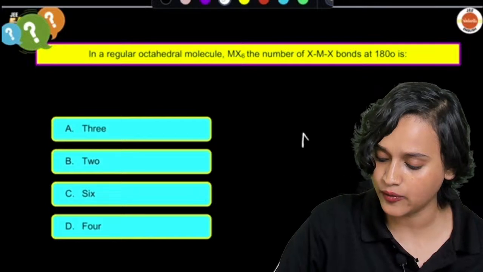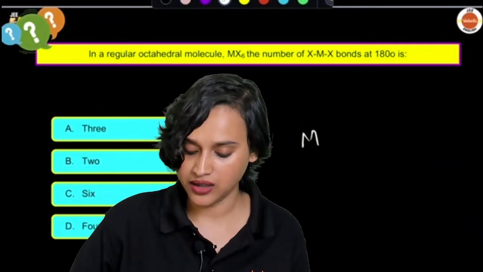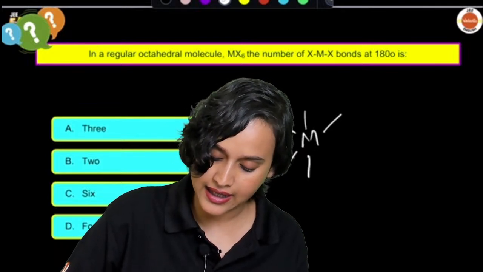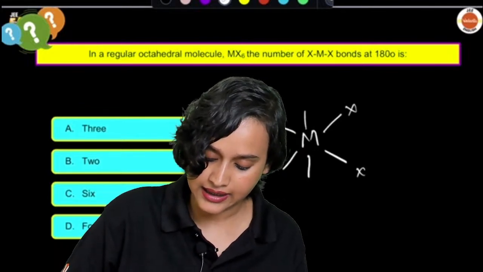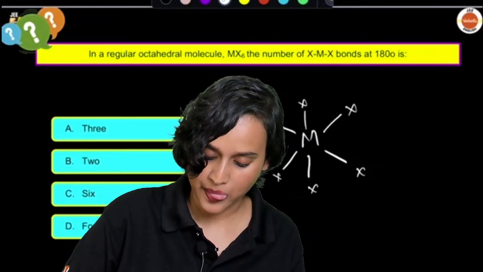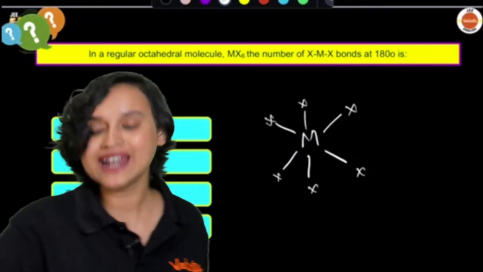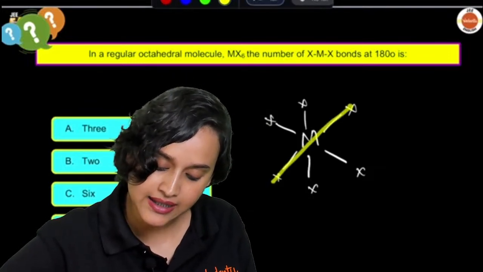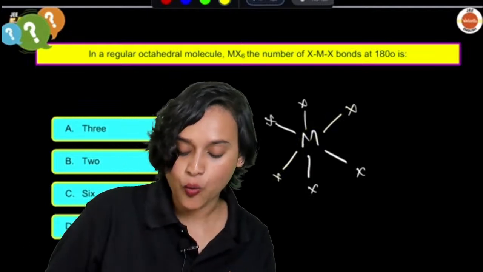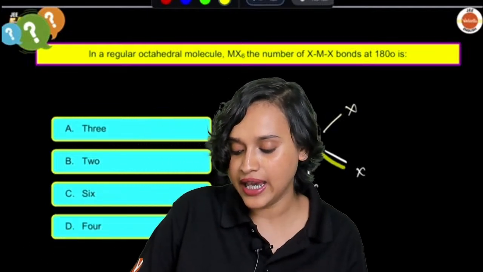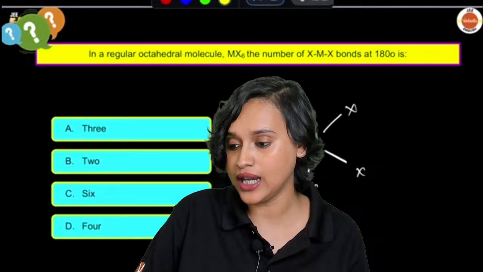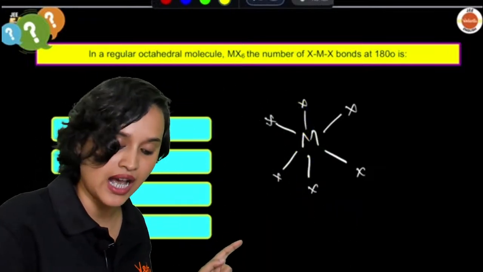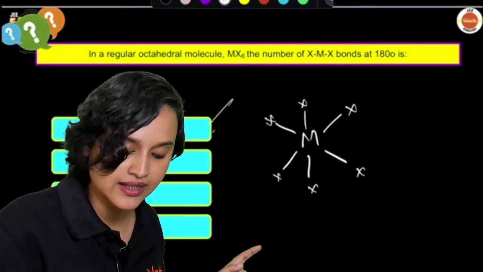That means they are saying that we have M here, and then we have X, and X, like this. So, how many XMX are at 180 degree? We have XMX here, 180 degree, 1. We have XMX here, 180 degree, another one. And we have XMX here, 180 degree, another one. That means the answer is 3. Option A is the correct answer.